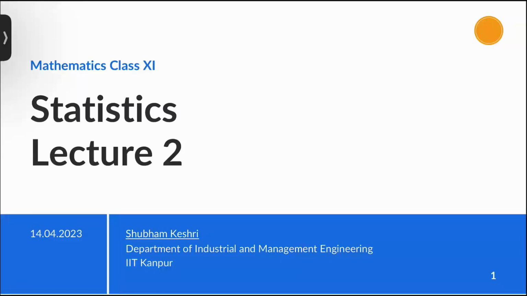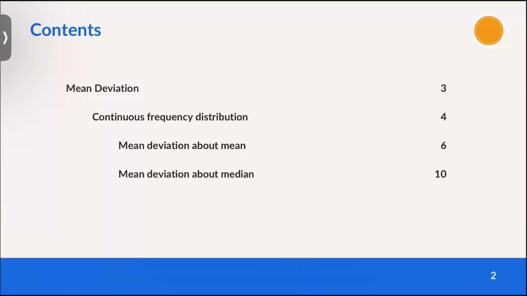Hello everyone. So today is the second lecture on the chapter statistics. In the previous lecture, we talked about why the measure of variation is important, and we talked about some measures of variation like range and mean deviation. In mean deviation, we talked about discrete frequency distribution. Today we'll see how we tackle continuous frequency distribution, and this mean deviation we also talked about.